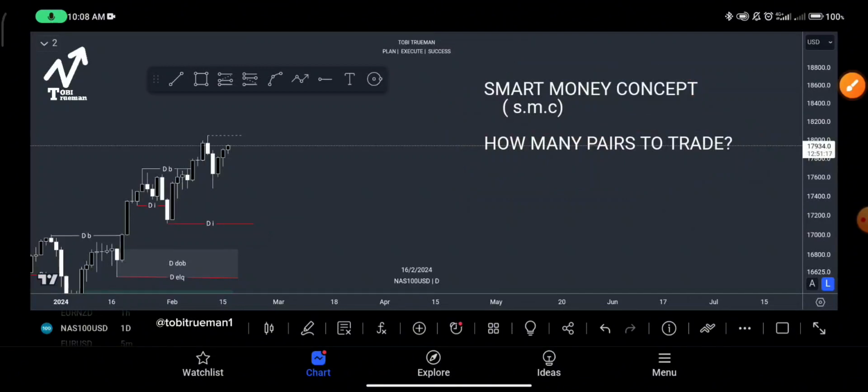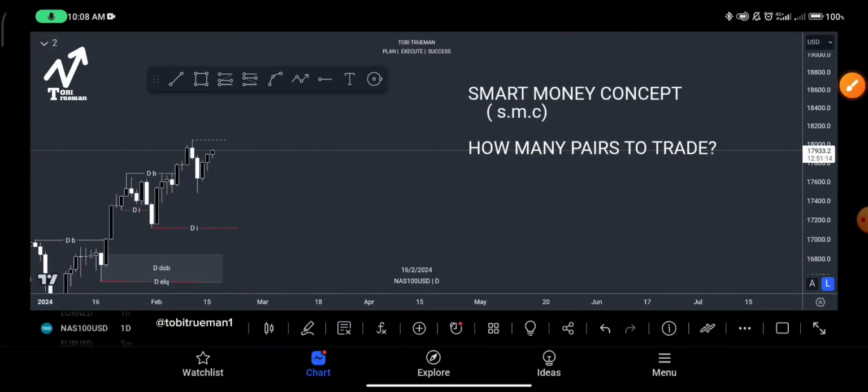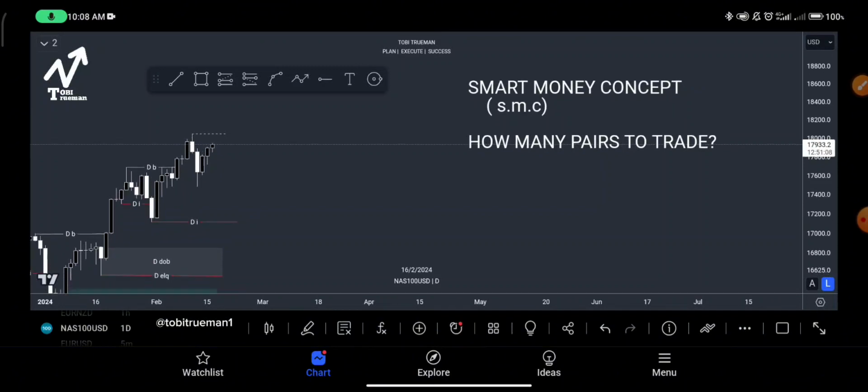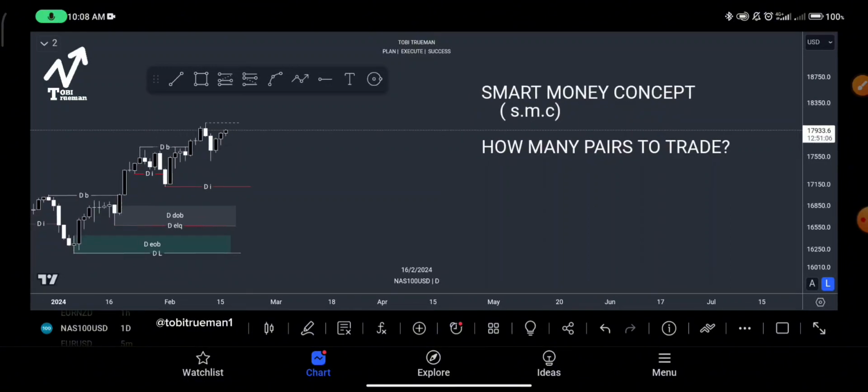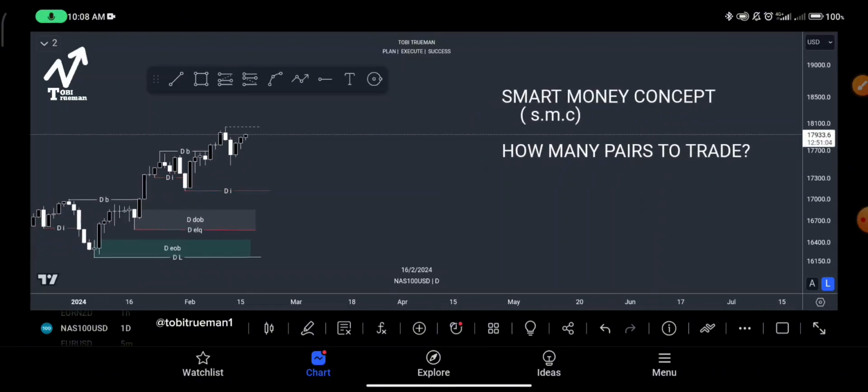If you go on YouTube, many people will say, I trade only one pair, or I prefer to trade two pairs or three pairs. I've been having the same issues while trying to discover my niche, trying to know which one works best for me. But I've come to realize that as a trader, it can be difficult to stick with just one pair, especially if you are using smart money concept.